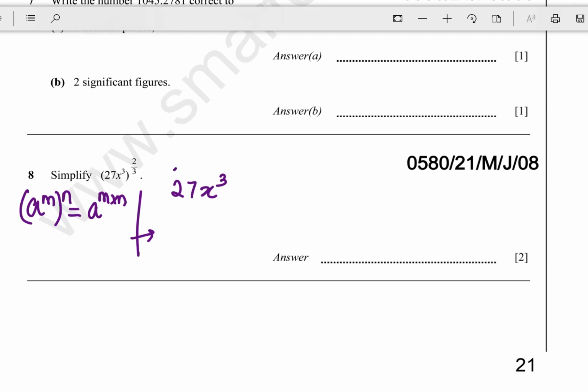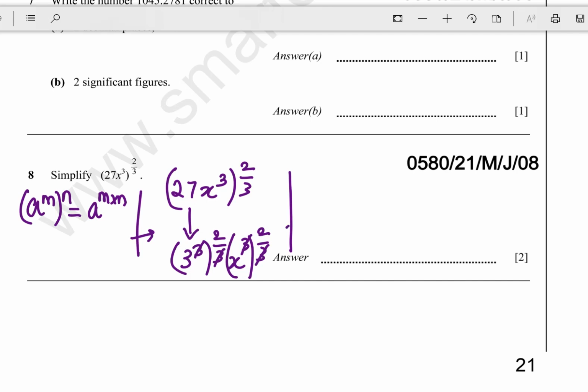27x cube the whole raised to 2 upon 3. So the first thing is, let us ask ourselves, can we write 27 in some number raised to a power? Yeah, 3 3s are 9, 9 3s are 27. So this is 3 raised to 3, and I can separate out raised to 2 upon 3 and x raised to 3 the whole raised to 2 upon 3. 3 3 gets cancelled, 3 3 gets cancelled. Therefore we have 3 square into x square, which is equal to 9x square.